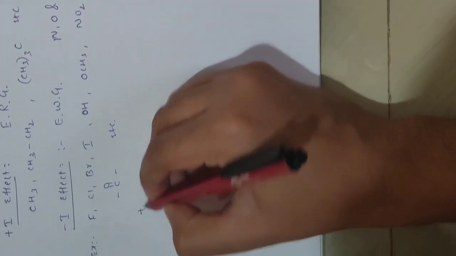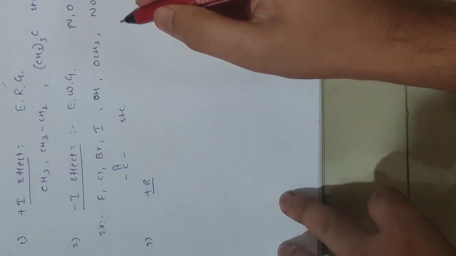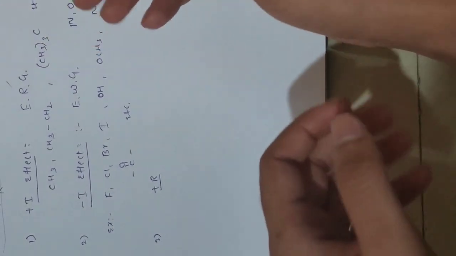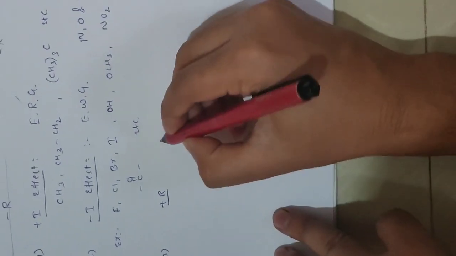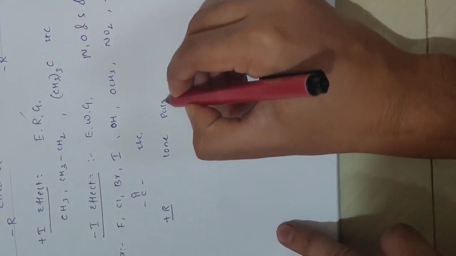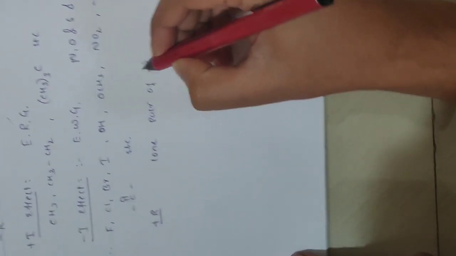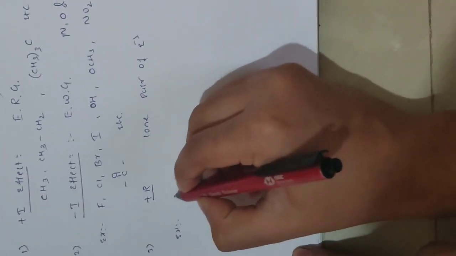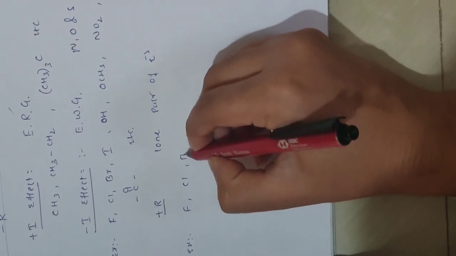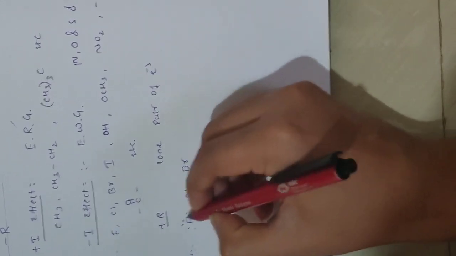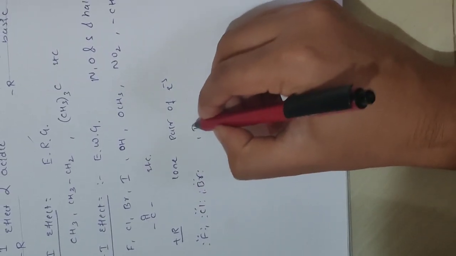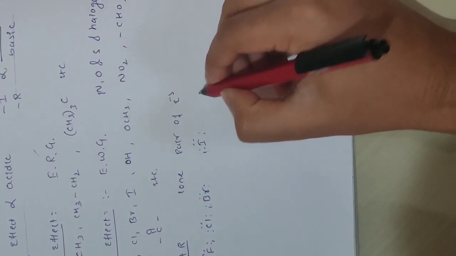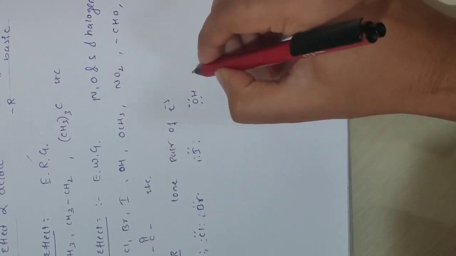Next, the third one, the R effect. R effect means resonance effect. This effect is shown by groups on a benzene ring, where the element present next to the benzene ring has at least one lone pair of electrons. For example, fluorine, chlorine, bromine, iodine, and the hydroxyl group show the lone pair of electrons on the atoms. These show the plus R effect.